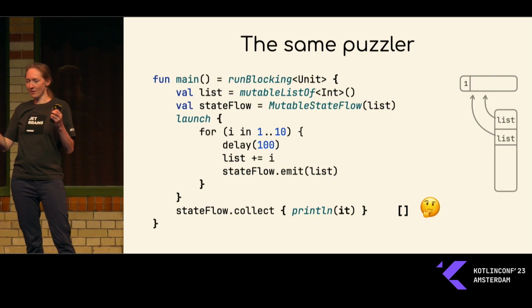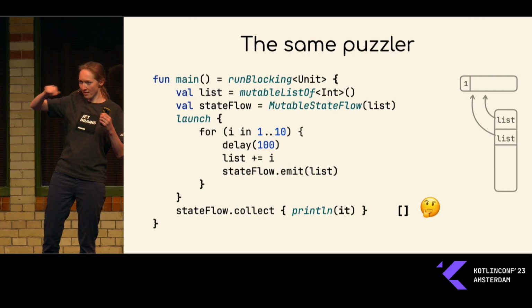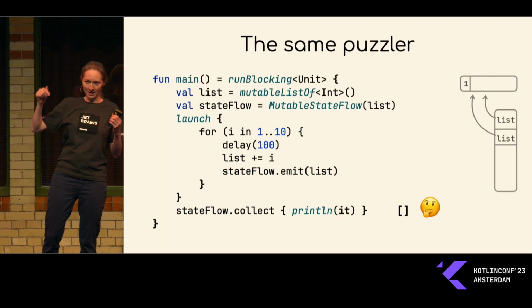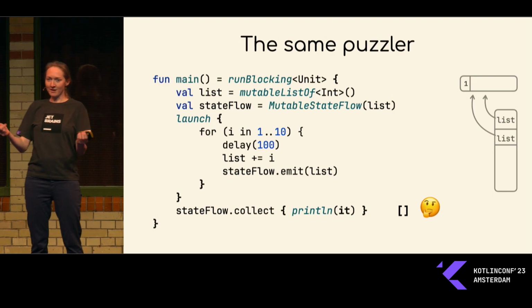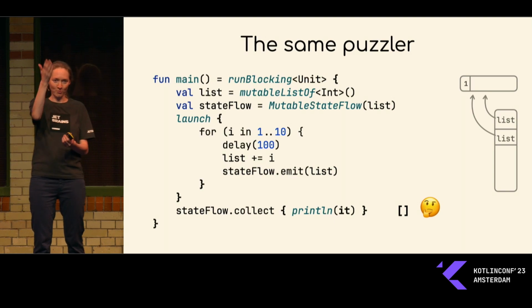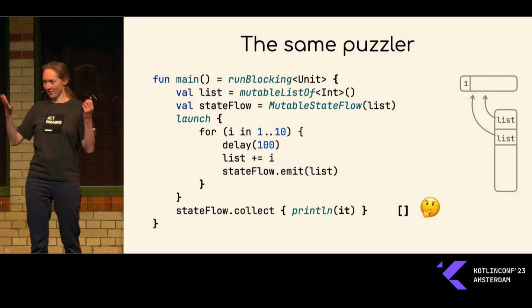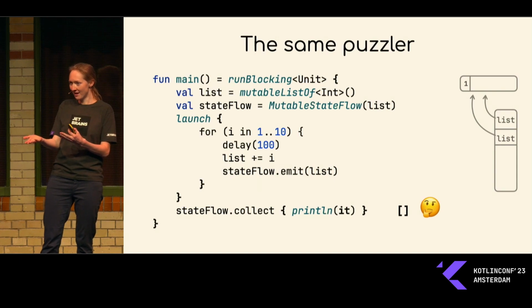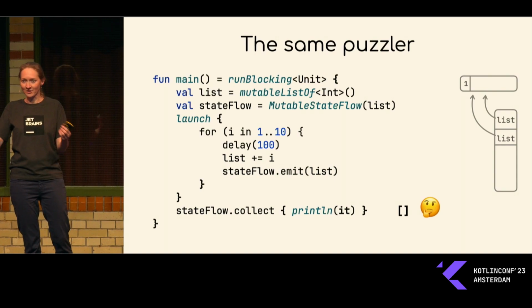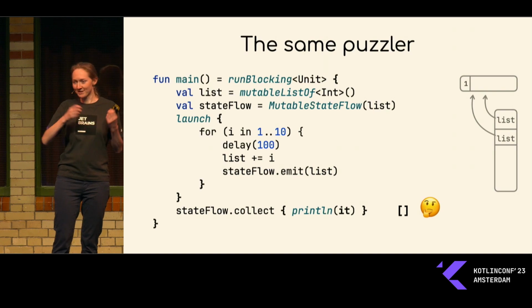We add the element to our mutable list in memory, and we emit this new list. Now state flow says, okay, let's compare these two lists. It compares them, but they are the same reference to the same object, so equals on them returns true. And state flow does nothing, because it says, okay, it's the same element, so no need to emit anything. And you only see as a result the first message. So it's kind of tricky.